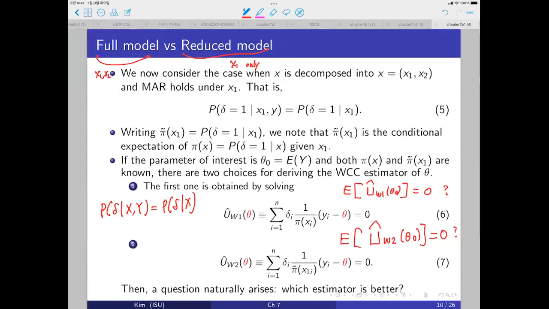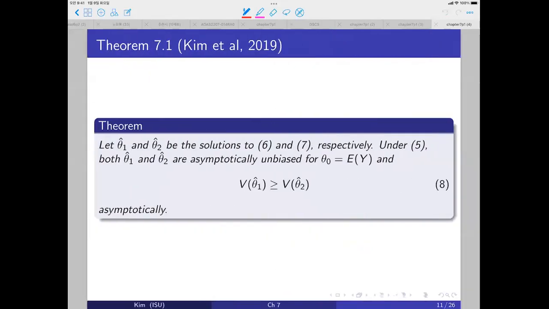we have this property, and under this one, we have this property. Okay. So basically, suppose delta is completely independent. I mean, in that case, this should be okay. So now the question is, which one is better?